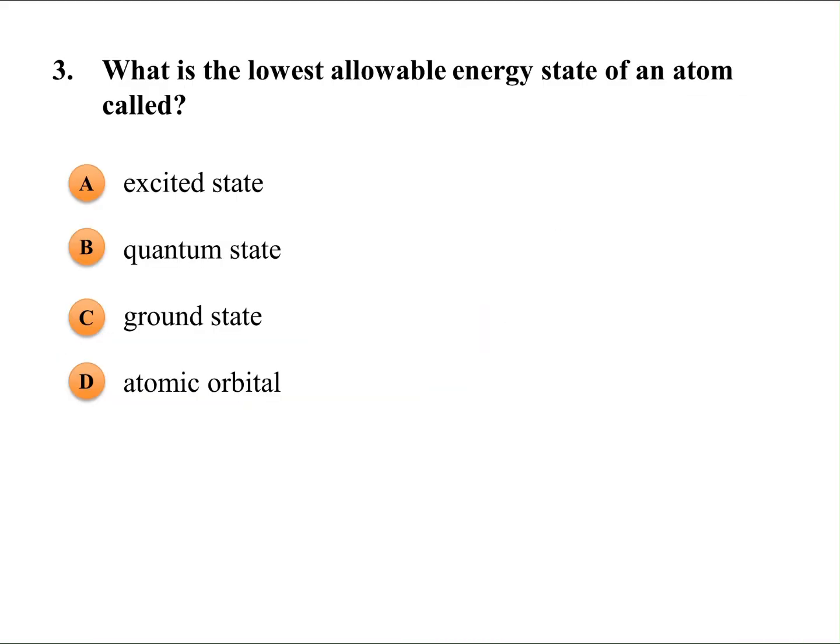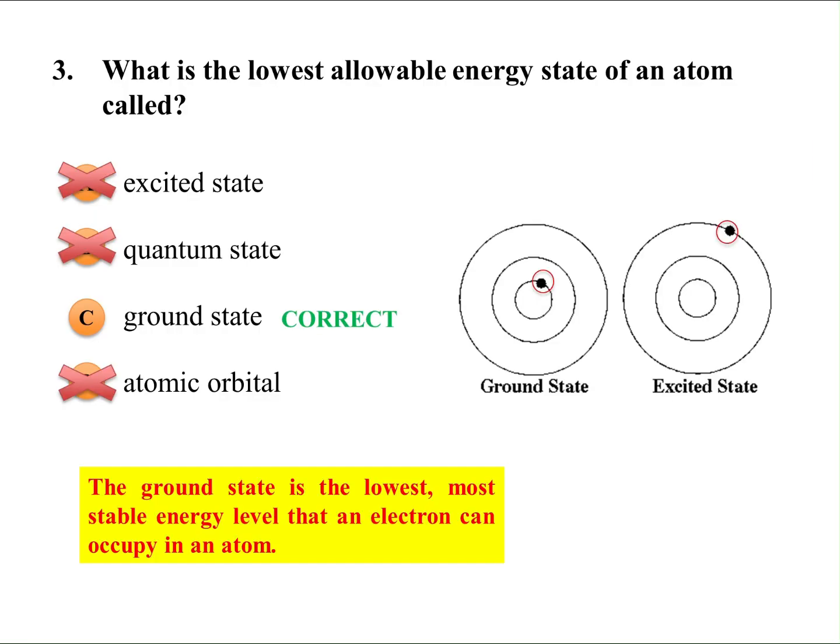What is the lowest allowable energy state of an atom called? It is called the ground state.